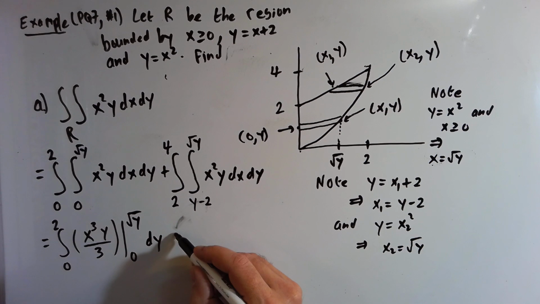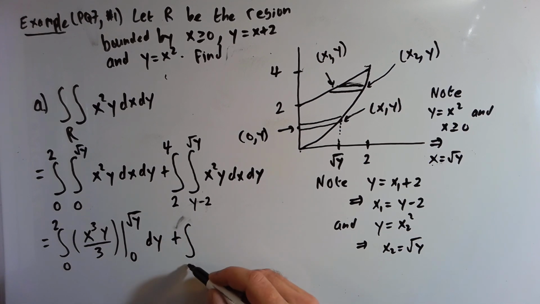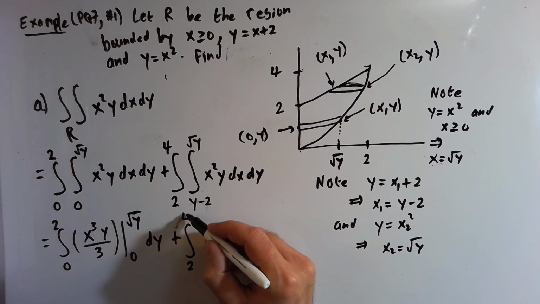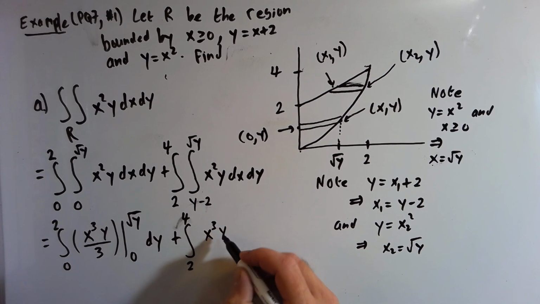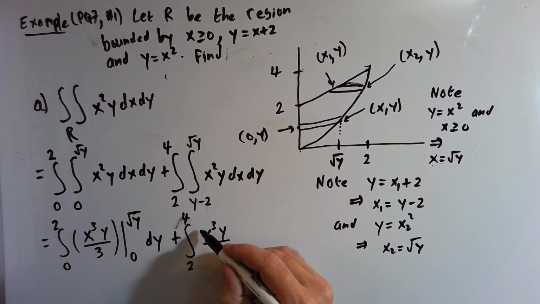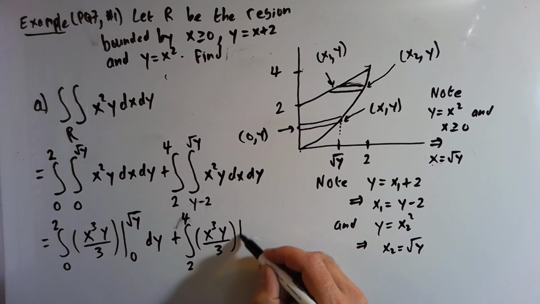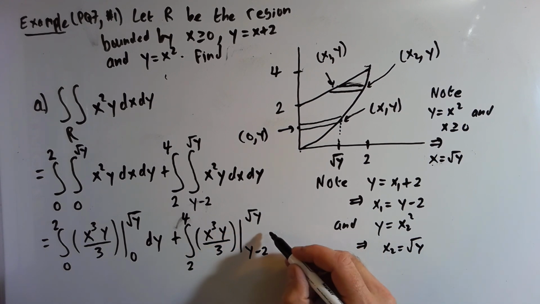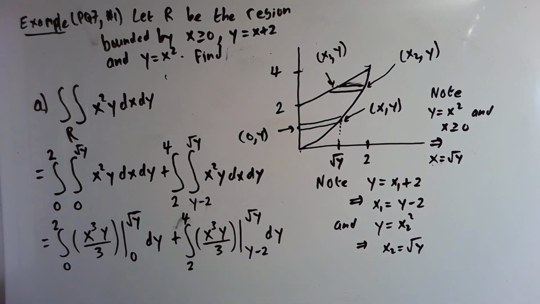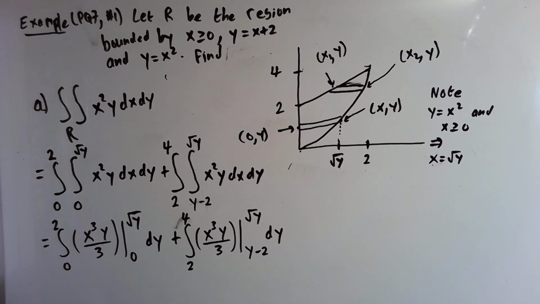And then next one, plus integral 2 to 4. So it'll be also x cubed y over 3. This time we evaluate it at y minus 2 and square root of y, dy. Now we're going to put the square root of y in place of x, and then put 0 in place of x, square root of y in place of x, minus y minus 2 in place of x here.